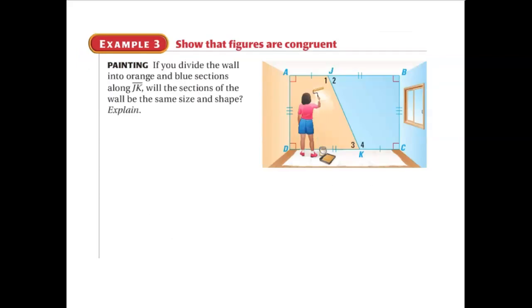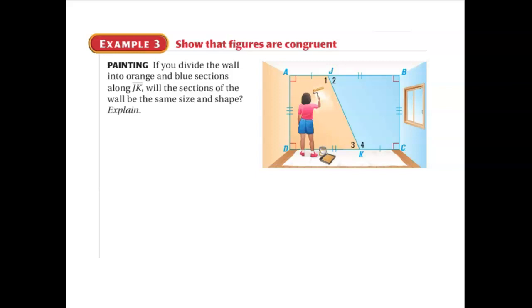If you divide the wall into orange and blue sections along JK, will the sections of the wall be the same size and shape? Now, to take a look at this, we need to determine whether or not we can find that all the sides of one will be corresponding and congruent to all the sides of the other, and same with the angles. Now, taking a look at the diagram, we see here that we are told that AJ corresponds to CK, DK corresponds with BJ, and AD corresponds to CB.